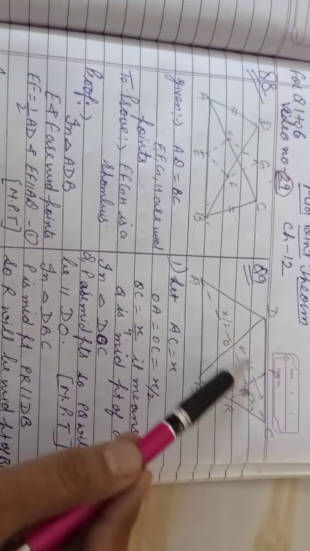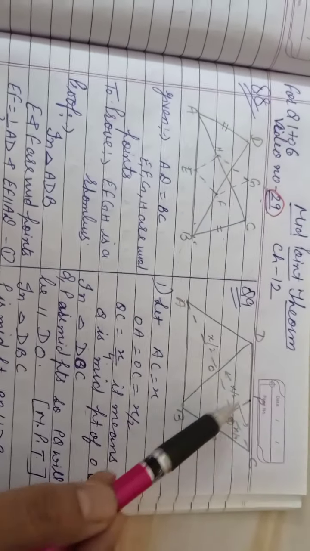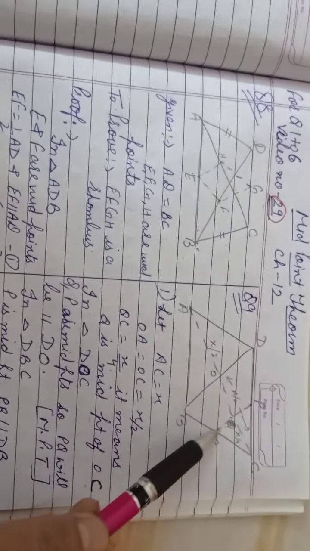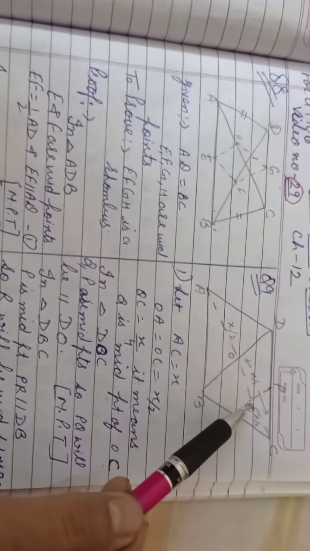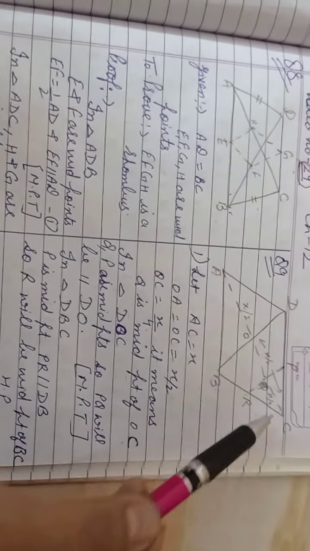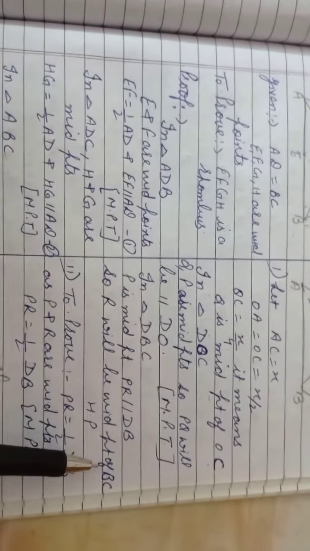PR, why will it be parallel? Because we proved PQ is parallel to DO. So these are the lines which are produced only, so they will also be parallel to each other. So R will also be the midpoint. That's what we have to prove in the first part.